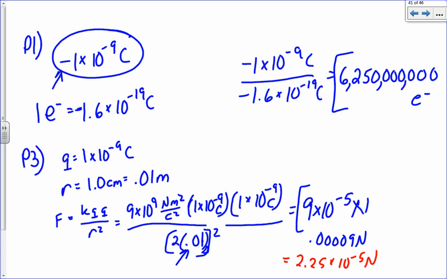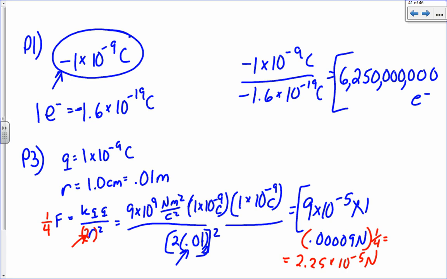But notice that if I increase r by a factor of 2, I have to have a factor of 1/4 over here, because 2 squared is 4. So I could just multiply the original number times 1/4, and I'd get the same thing, 2.25 times 10 to the minus 5.